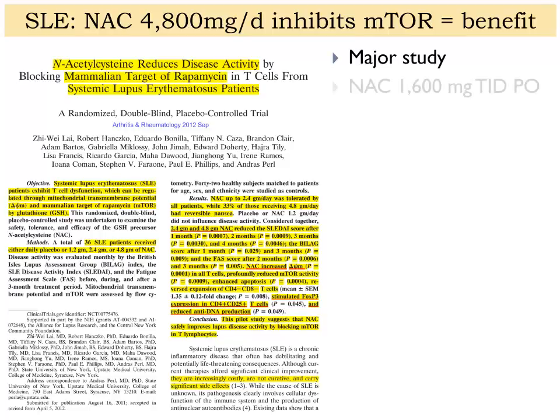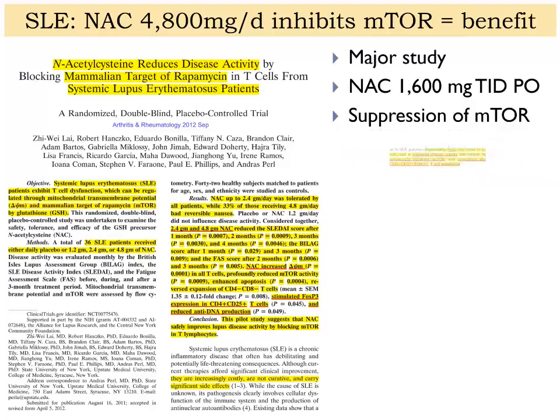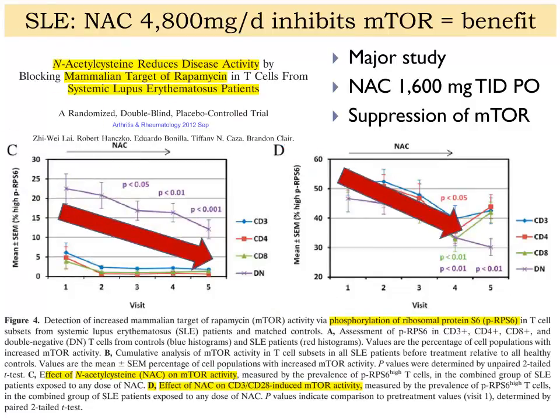Now let's go through some of the summary that I've provided. I consider this to be a major study. They used NAC 1,600 milligrams 3 times per day by mouth. What they showed here was significant suppression of mTOR, as you can see here by the quote. NAC was found to be safe and it improved disease activity and fatigue by profoundly blocking mTOR and expanding the FOXP3 positive T cell population. Those are the T regulatory cells that I mentioned previously. And what we look at here in these charts is a pretty profound reduction in the activity of mTOR shown by both of these methods.